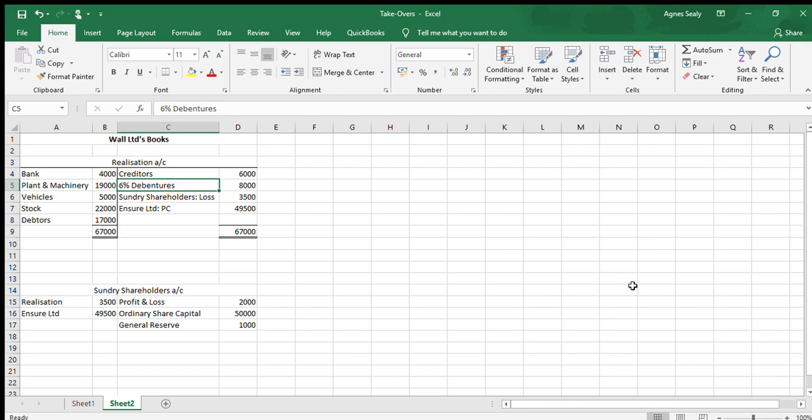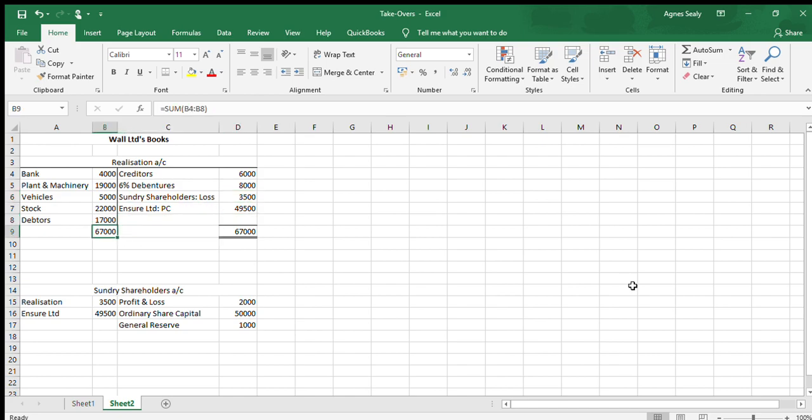Additionally, the question said that there was a loss on the realization. So WALS Limited had a loss on realization. Therefore, that loss is credited to the realization account. So you have a loss of $3,500 being credited to the realization account.